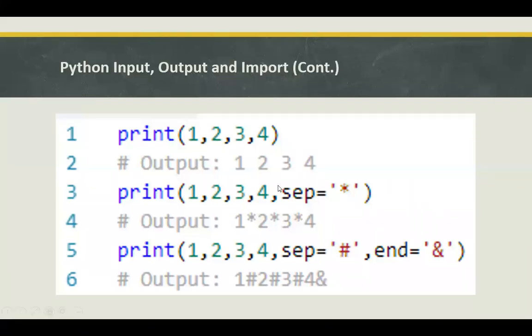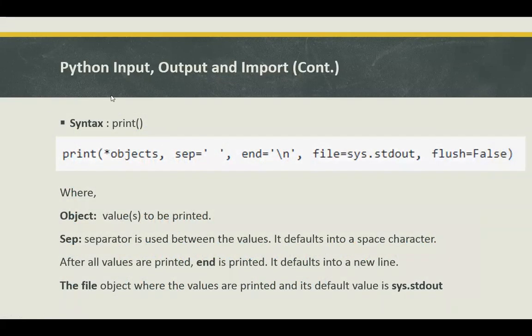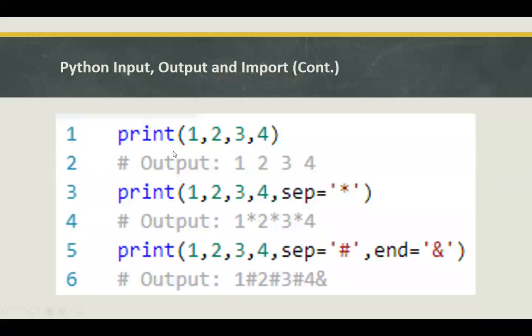The concept is very simple. The same thing we have seen here in the syntax, you can see here. Suppose I want to print different values, so here I can use a different separator. Like here, simply, I'm separating by comma: 1, 2, 3, 4. In the output, you will get 1, 2, 3, 4 separated by a space.